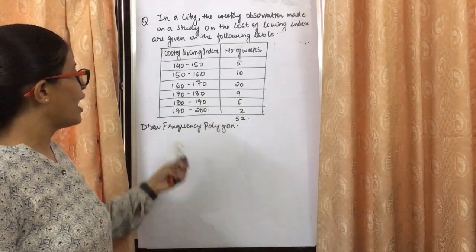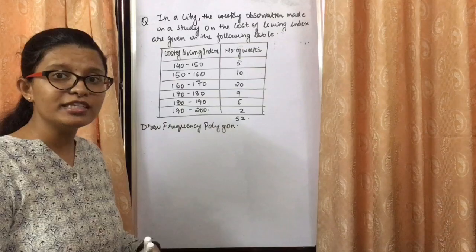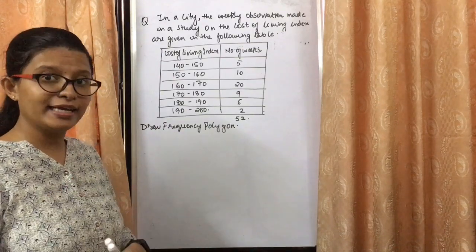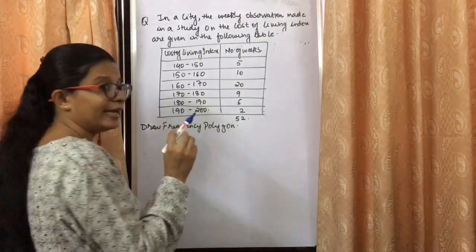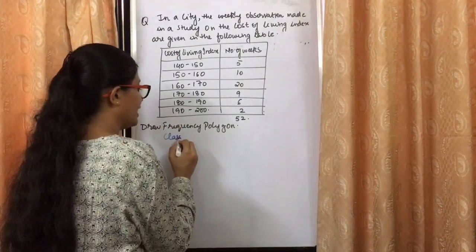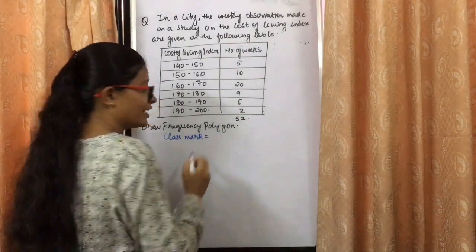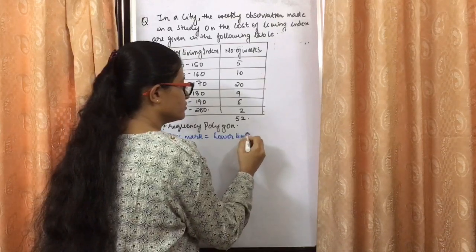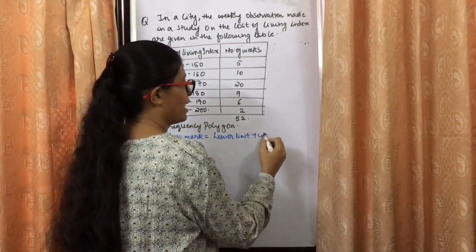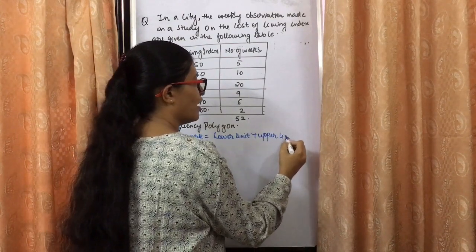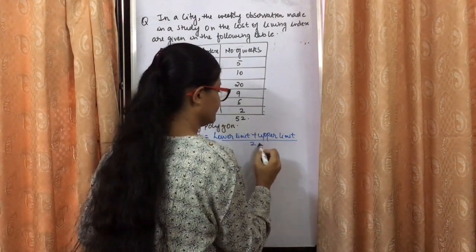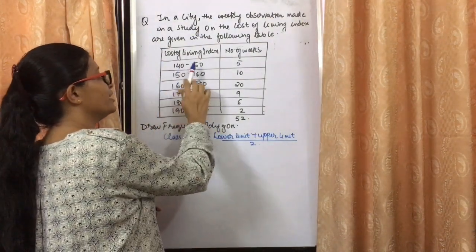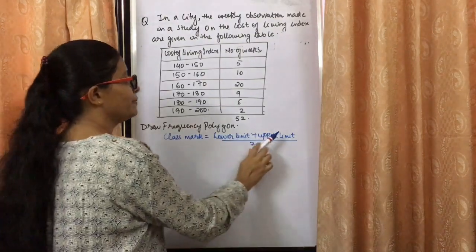But I need to tell you how we can make a frequency polygon without plotting the histogram. We can also make a frequency polygon without plotting the histogram. Let's see how, by taking out the class marks. क्या निकालना है हमको? Class mark. And class mark का फॉर्मूला होता है lower limit plus upper limit upon 2. What is lower limit and upper limit? We have already discussed in video 1. This is the lower limit, this is the upper limit. So lower limit plus upper limit upon 2.